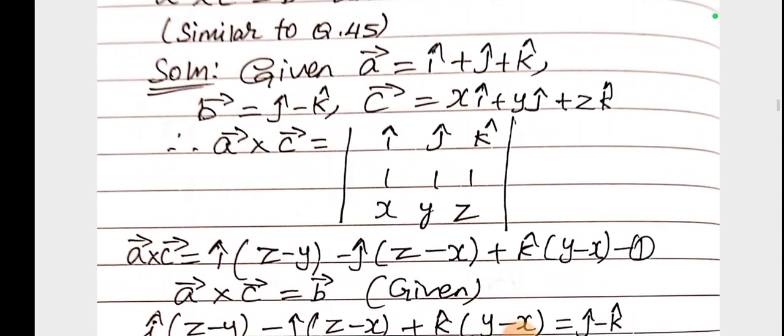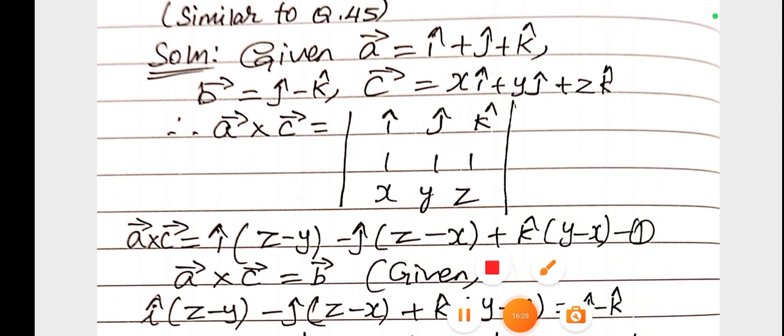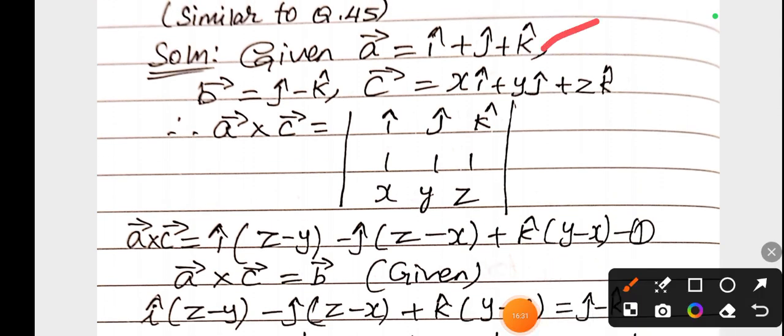Yes, this way, I think this is not in the book, but this way we have done already. Okay, a vector is i plus j plus k, b vector is j minus k, c we don't know. Whenever we don't know the c vector, children, kindly take x i cap plus y j cap plus z k cap. Then apply a vector cross c vector, children. i cap, j cap, k cap. Then a vector coefficients 1, 1, 1. And c vector is x, y, z.